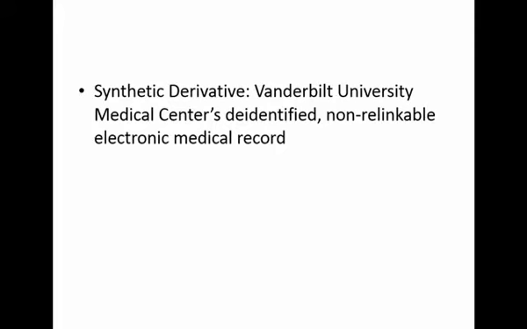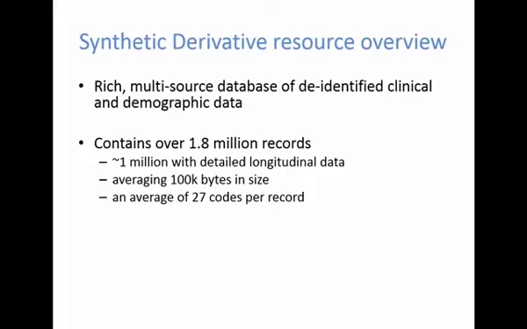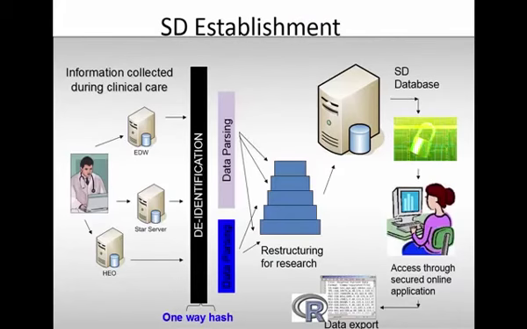So we sat down, and we used a synthetic derivative, and we're going to tell you a little about this. The synthetic derivative is sort of like our IDR here. We have the integrated data repository here for clinicians to use to do their research. Vanderbilt had the synthetic derivative. It contained almost 2 million records, about 1 million of them with detailed longitudinal data, an average of 27 codes per record. And Dustin's going to step in here.